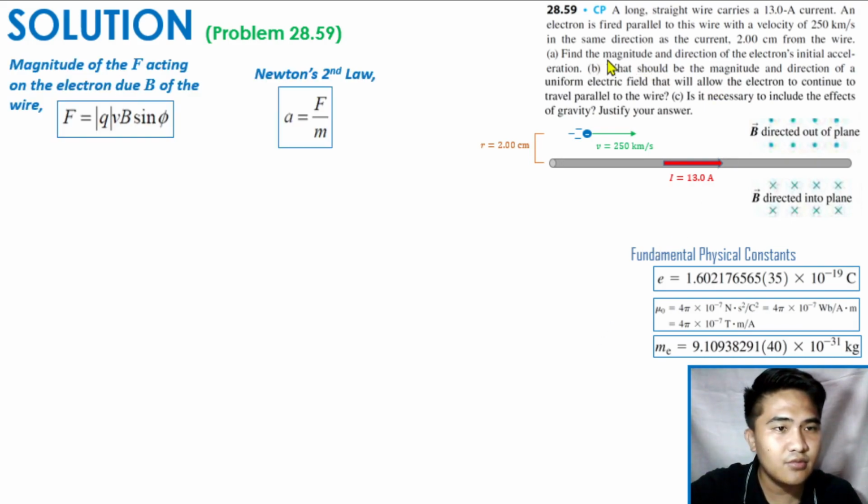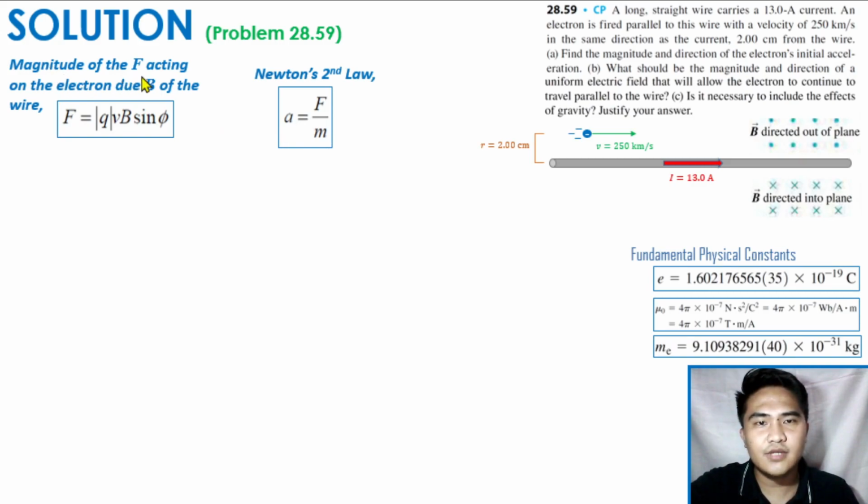So for part A, we are going to find the magnitude and direction of the electron's initial acceleration. So by Newton's second law, acceleration is equal to the force divided by the mass. And the magnitude of the force acting on the electron due to the magnetic field of the wire is given by this equation. Now, substituting F with this F, we will get acceleration is equal to the absolute value of the charge multiplied by the velocity and magnetic field sine phi all over the mass.